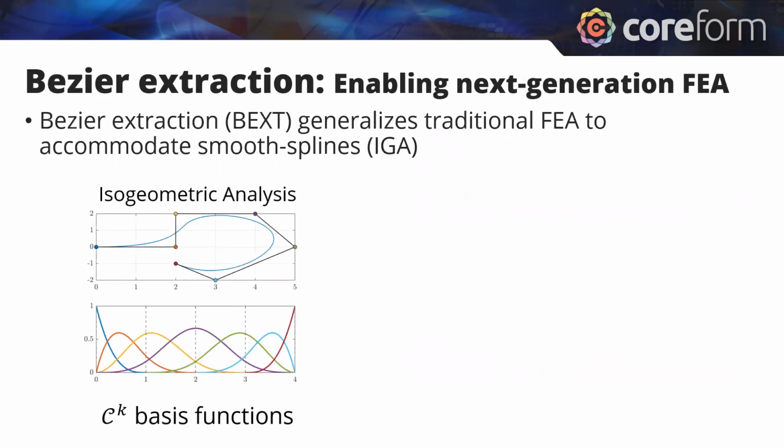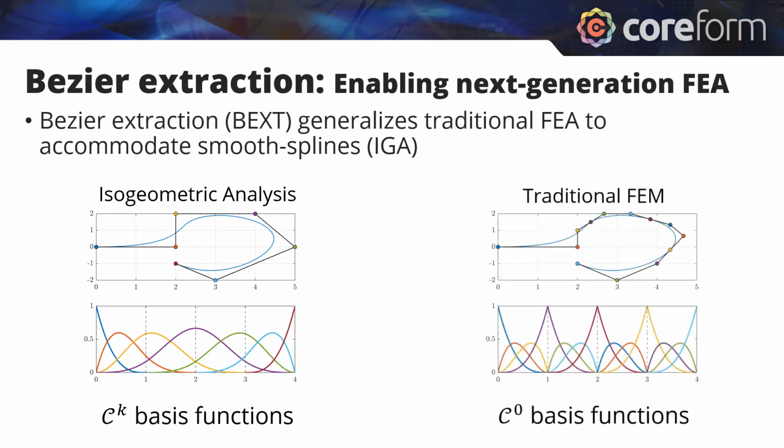So on the left, we have an isogeometric analysis. We have the geometry in the top, so you can see the control points, in this case of a B-spline. And then on the bottom, we have the basis functions, and the dotted lines represent the elements. And on the right, we have a traditional finite element approach. We're using cubic basis functions here, but they're a traditional C0 approach. And Bezier extraction is what communicates in between these two frames of reference.